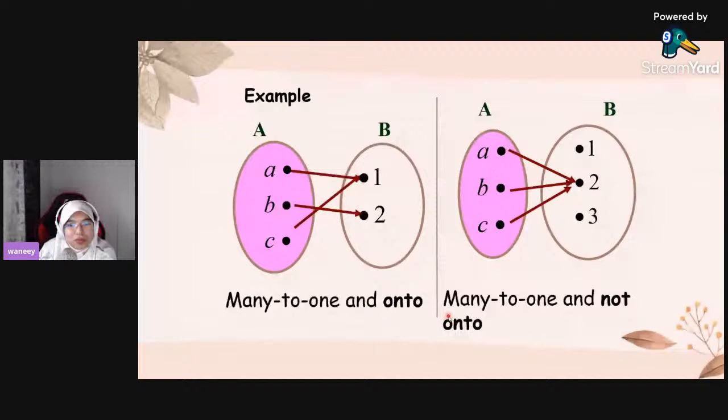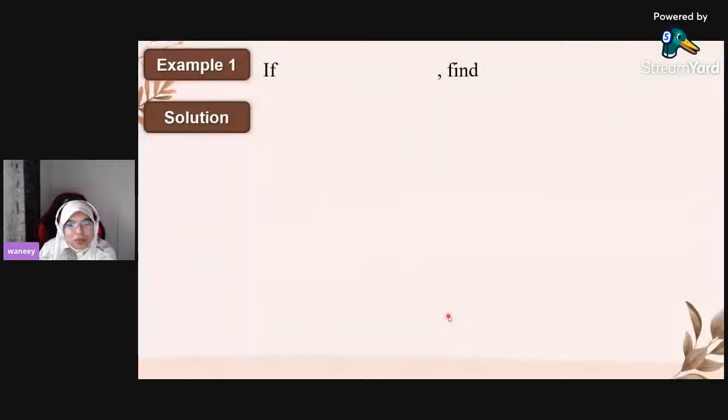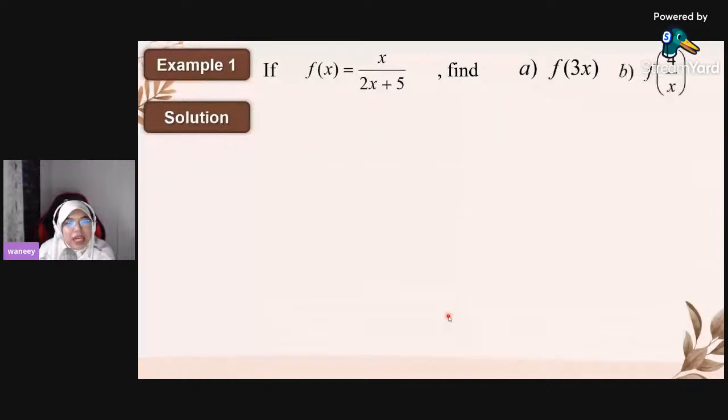Okay, next. So now if f(x) is equal to x over 2x plus 5, the first one we need to find is f of 3x, and then the second one, f of 4 over x. Okay, so how do we find f of 3x? Do you see over here? This is f(x).